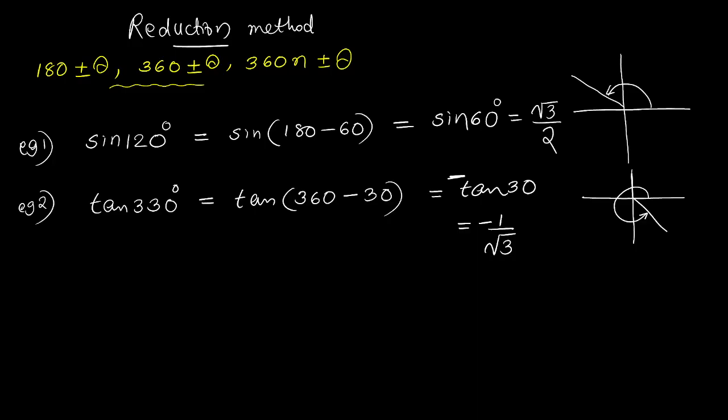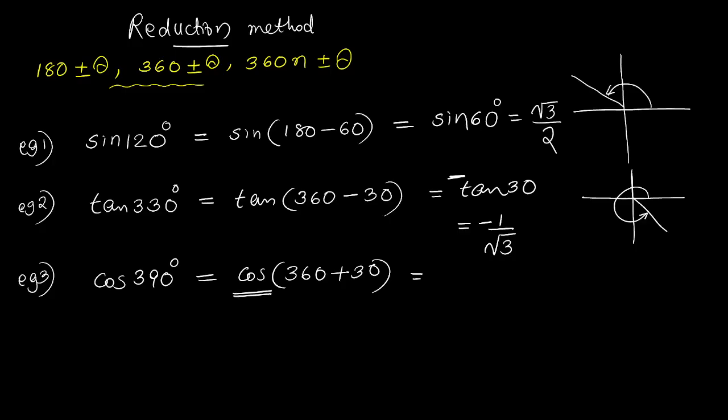Let me give you a few more examples. After that I will discuss the textbook question. Cos 390 degree. Anybody, can you suggest how to find the value? Is 390 nearest to 180? No. 390 is nearest to 360. The nearest one is to be selected. 390 is written as 360 plus 30.